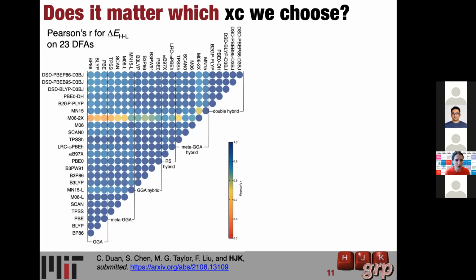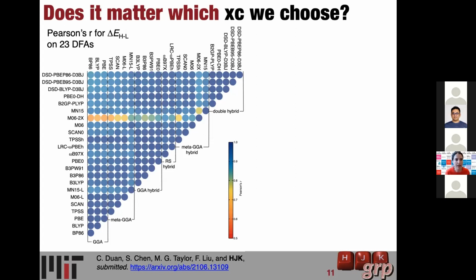And normally, if you've ever peered into one of our papers, we tend to use global hybrid DFT, which is certainly not the best in class DFT functional you could ever imagine using. So we wanted to ask ourselves recently, does it matter which exchange correlation functional we choose for this? And the answer is no.